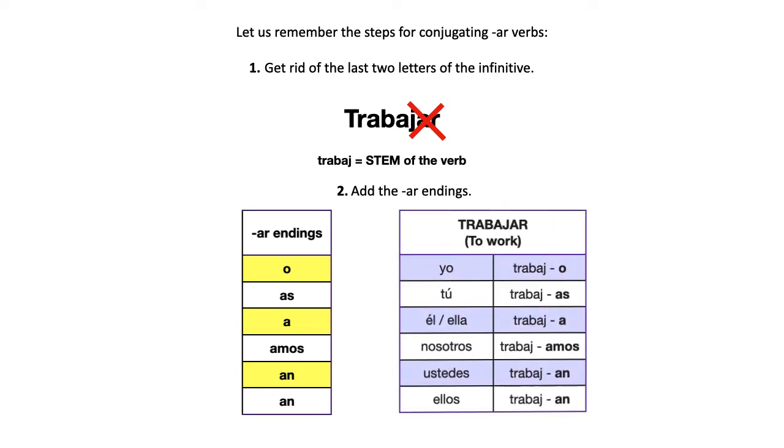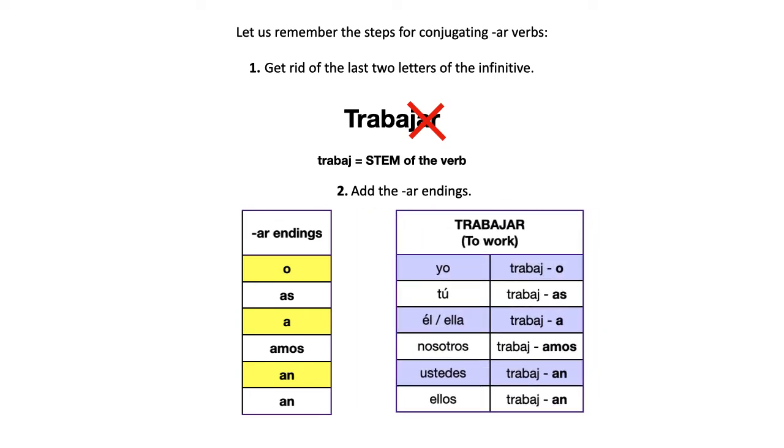So when we add those endings, the result is the conjugation of trabajar for all possible subjects. Yo trabajo, tú trabajas, él trabaja, ella trabaja, nosotros trabajamos, ustedes trabajan, ellos trabajan, right? That is just a review of something we knew already, how to conjugate ar verbs. Okay? Luckily, the conjugation of both er and ir verbs is extremely similar.